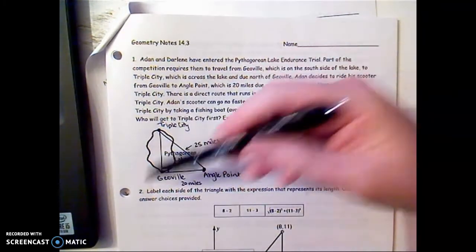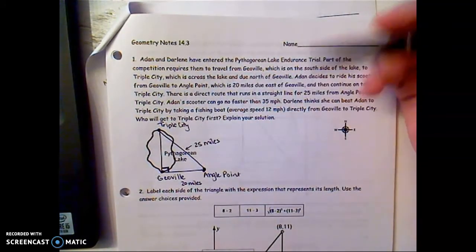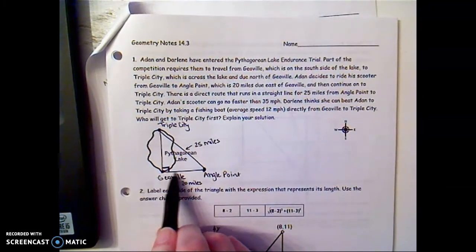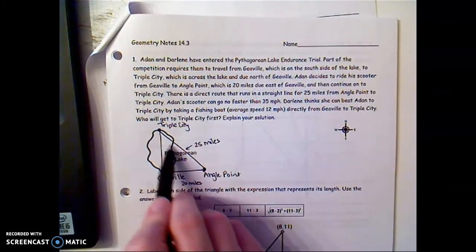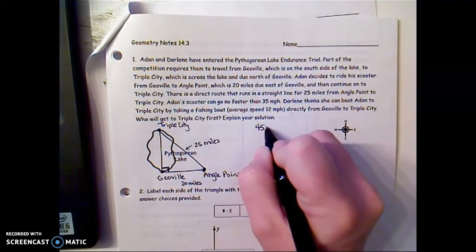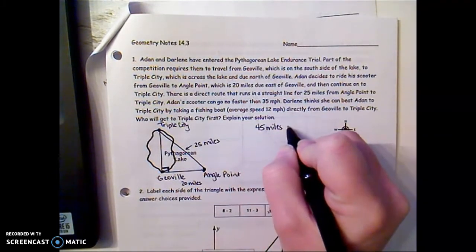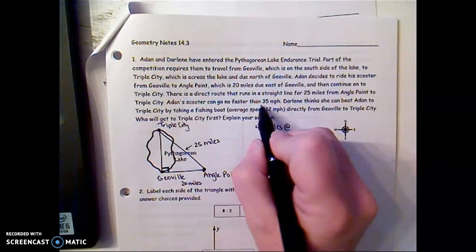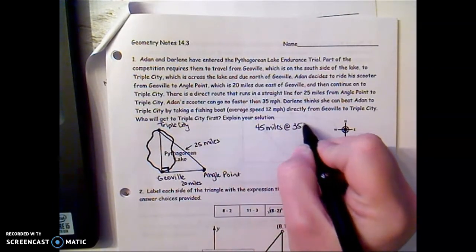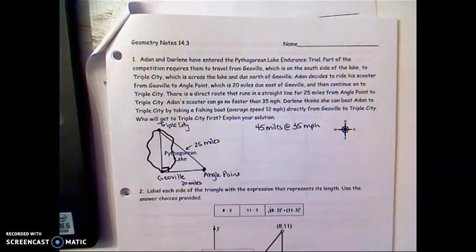Now, we want to know who will get to Triple City first. Well, Aiden, we have all the information we need to know how long it's going to take him to get there. Remember, he's starting at Geoville, going 20 miles to Angle Point, and then 25 miles to Triple City. So he's going to go a total of 45 miles, and he is going at a rate of no faster than 35 miles per hour. We're going to say the whole time he's going 35 miles per hour, his fastest rate.